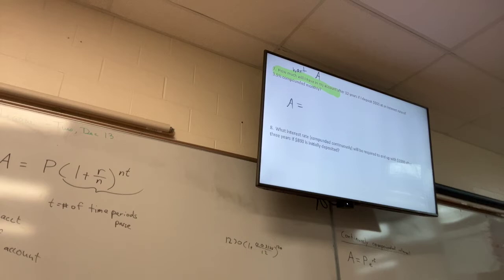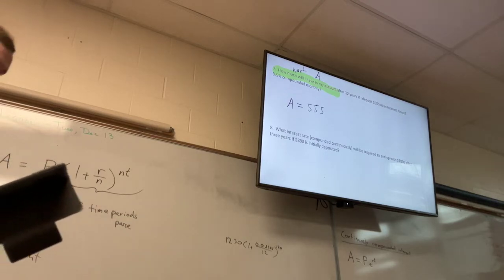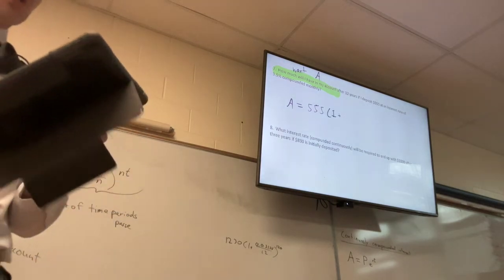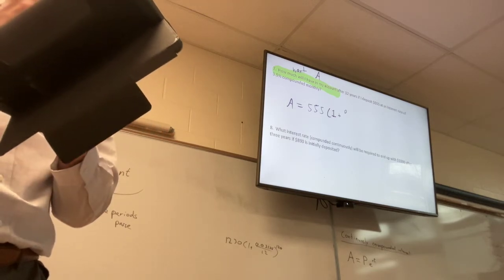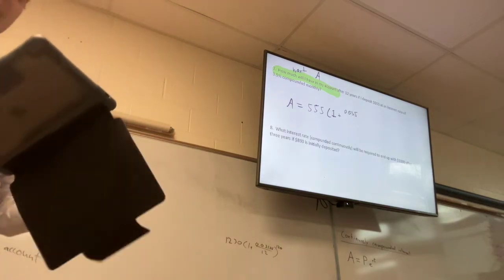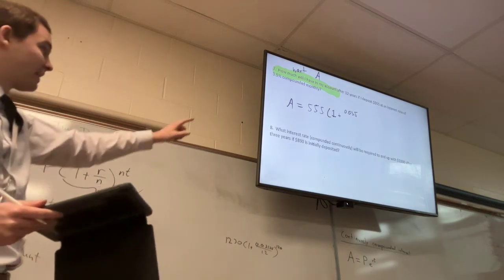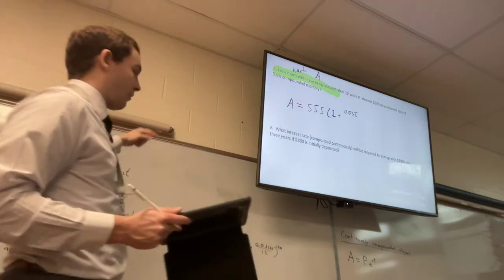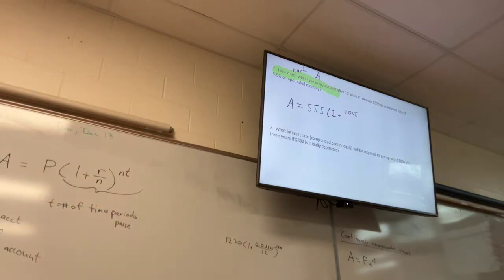What's my P? 555, right? That's the initial amount we're putting in. Then 1 plus, what do I plug in for r? 0.035, yep. If I'm compounded monthly, and my time is in years, how many times a year, or per time period, am I going to get compounded? Yeah, 12. And then 12 times 12, right? We're just plugging in n and t.